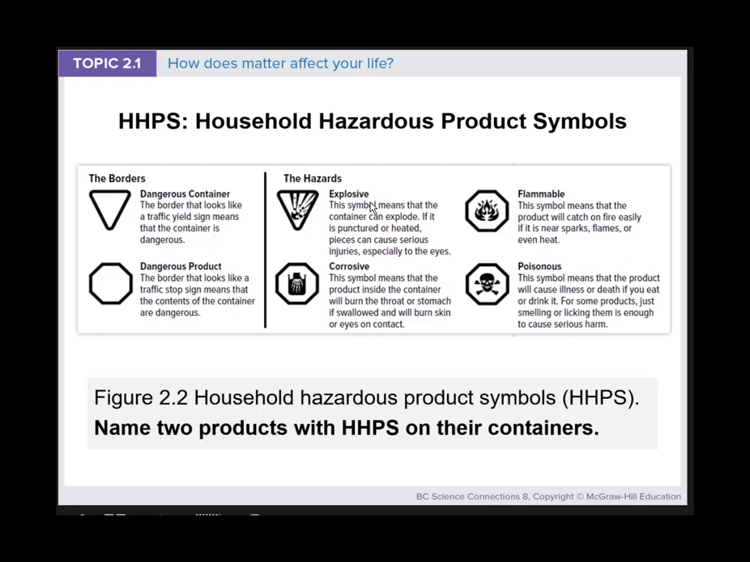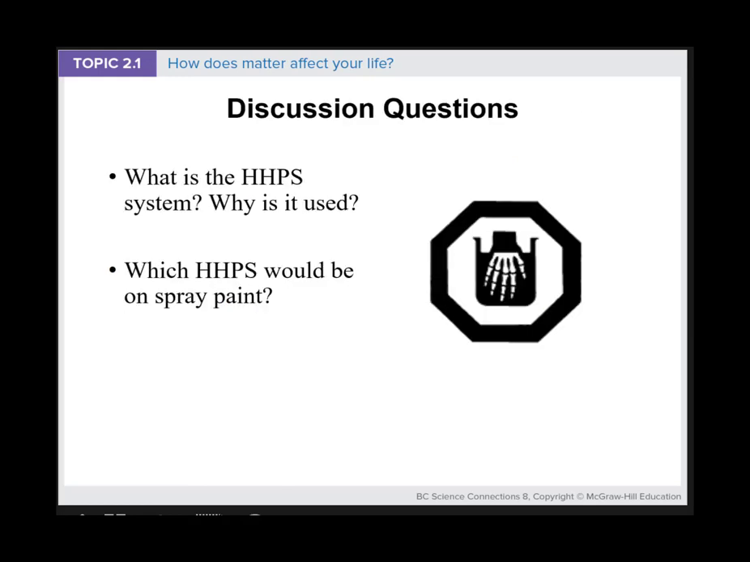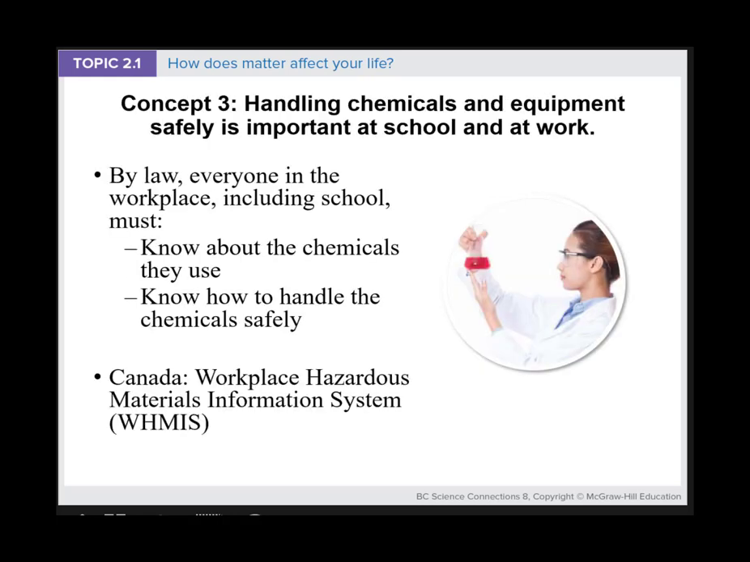Okay, we've gone through a whole unit test, so you're going to get some quiz questions on this again. What is the HHPS system and why is it used? Which HHPS symbol would be on spray paint? I'll leave that for you to think about. Concept number 3 says handling of chemicals and equipment safely is important in school and work. It says by law, everyone in the workplace, including school, must know about the chemicals and know how to safely handle them. So yes, we covered this, and now it's going to come back.